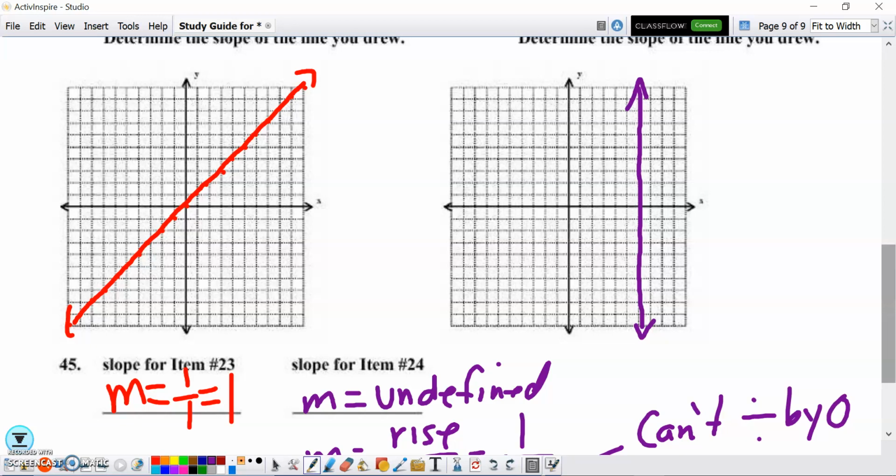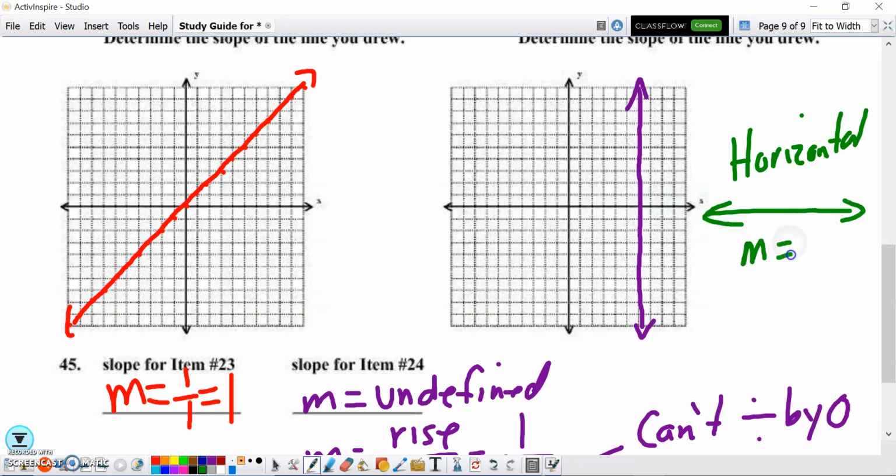Now, just as an extra, real quick, a horizontal line, okay, if I have a horizontal line anywhere on my graph, then the slope, remember, would be 0.